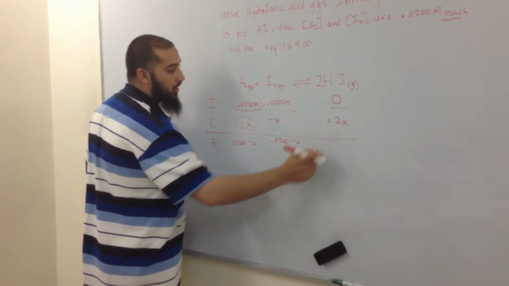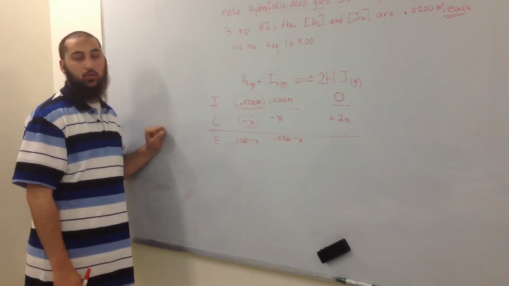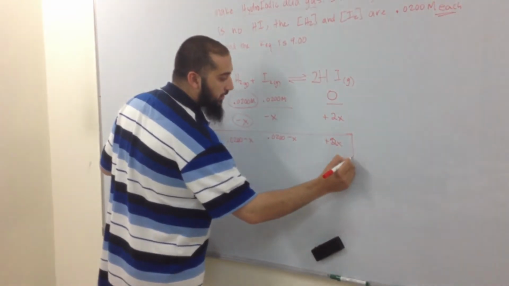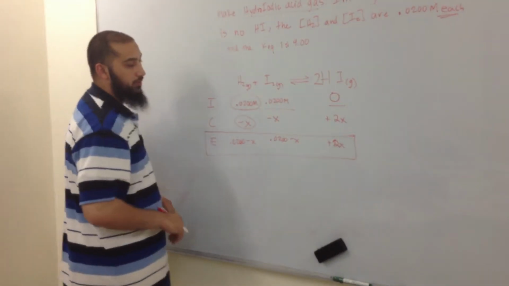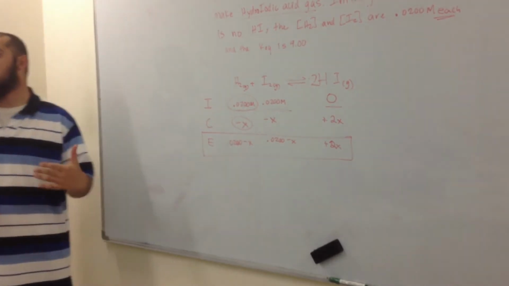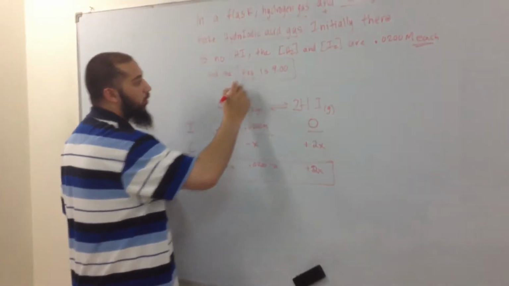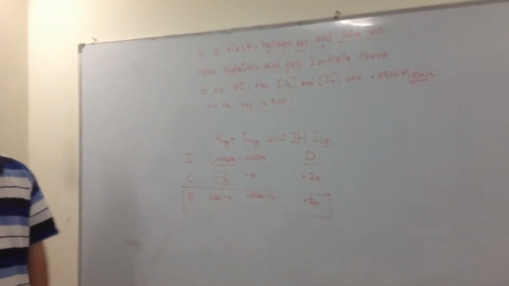And what would hydroiodic acid look like? Plus 2x. So this here is my equilibrium. This is going to be eventually what's going to happen. Now, they've given us a K equilibrium here, right? For which one of these is K equilibrium applied for?